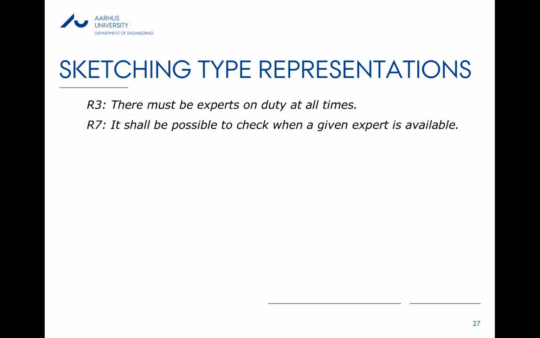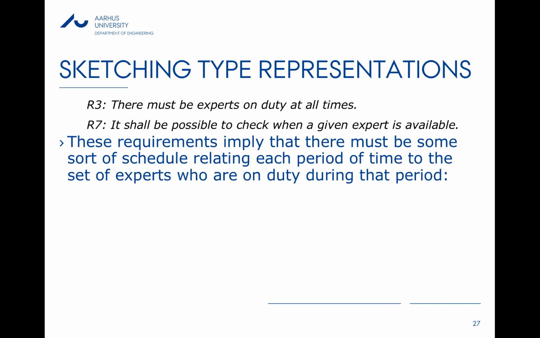Now sketching the type representation also means that for R3 and R7 we need to consider what to do. There must be experts on duty at all times, and it should be possible to check if a given expert is available. So these requirements imply that there must be some sort of schedule related to each period of time of the set of experts who should be on duty in that period. So I have modeled it like this. So the schedule is a map from period to a set of experts.